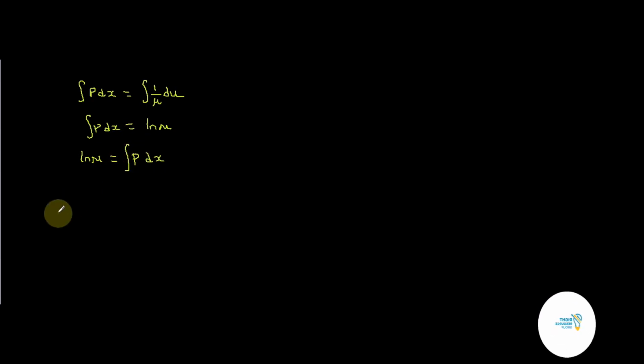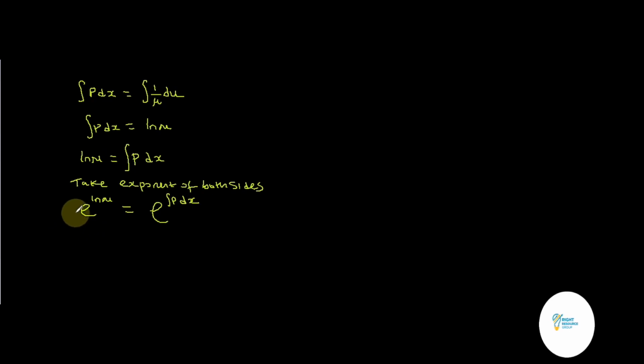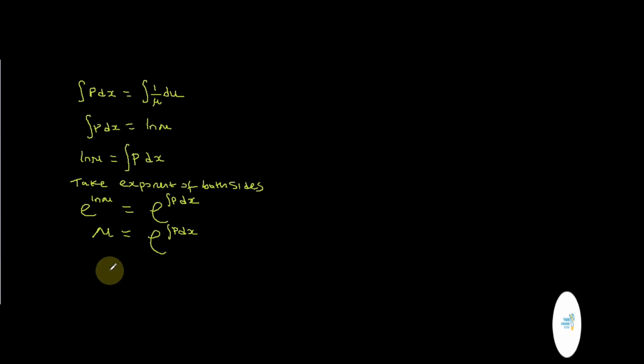Now to eliminate the ln we have here, we have to take exponents of both sides. When you take exponents of both sides, it becomes e to the ln mu equals e to the integral of p dx, and the exponential actually cancels out the ln we have there, so our mu is equal to e to the integral of p dx. So this is our solution for the integrating factor.